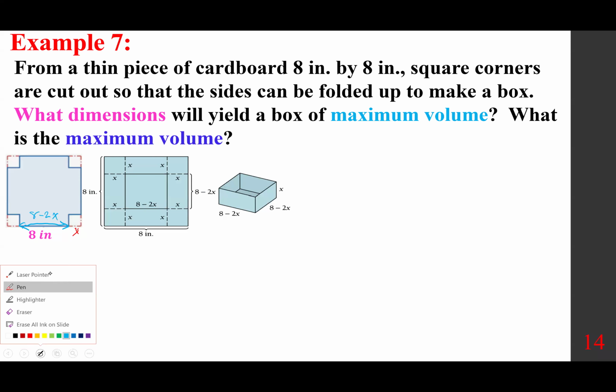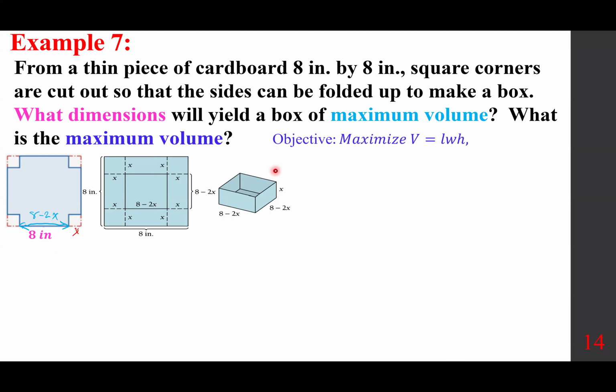So it's a rectangular solid with the base being 8 minus 2X by 8 minus 2X with the height of X. So the objective is to maximize the volume, which is length times the width times the height. The constraint is based on what we did here. The length and the width are the same, 8 minus 2X, and the height is X. So that's the constraint we are going to plug in.